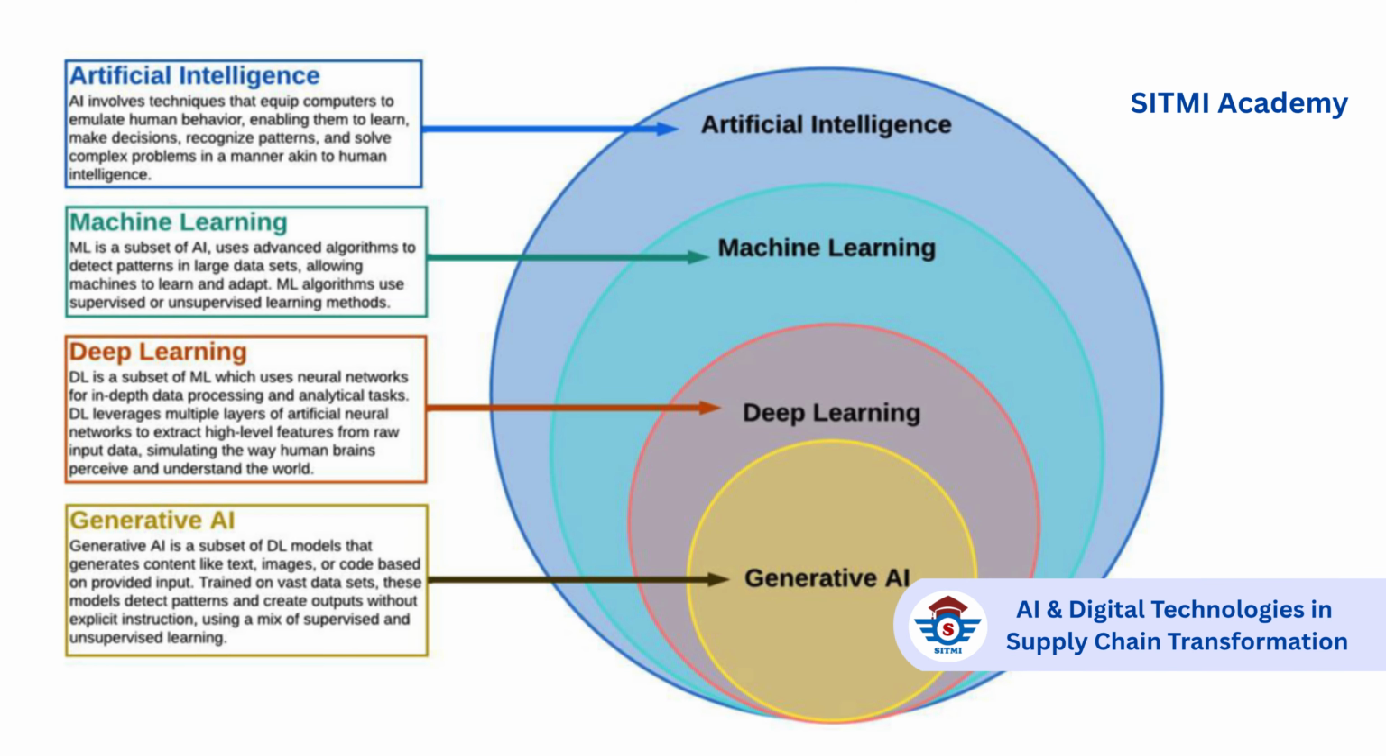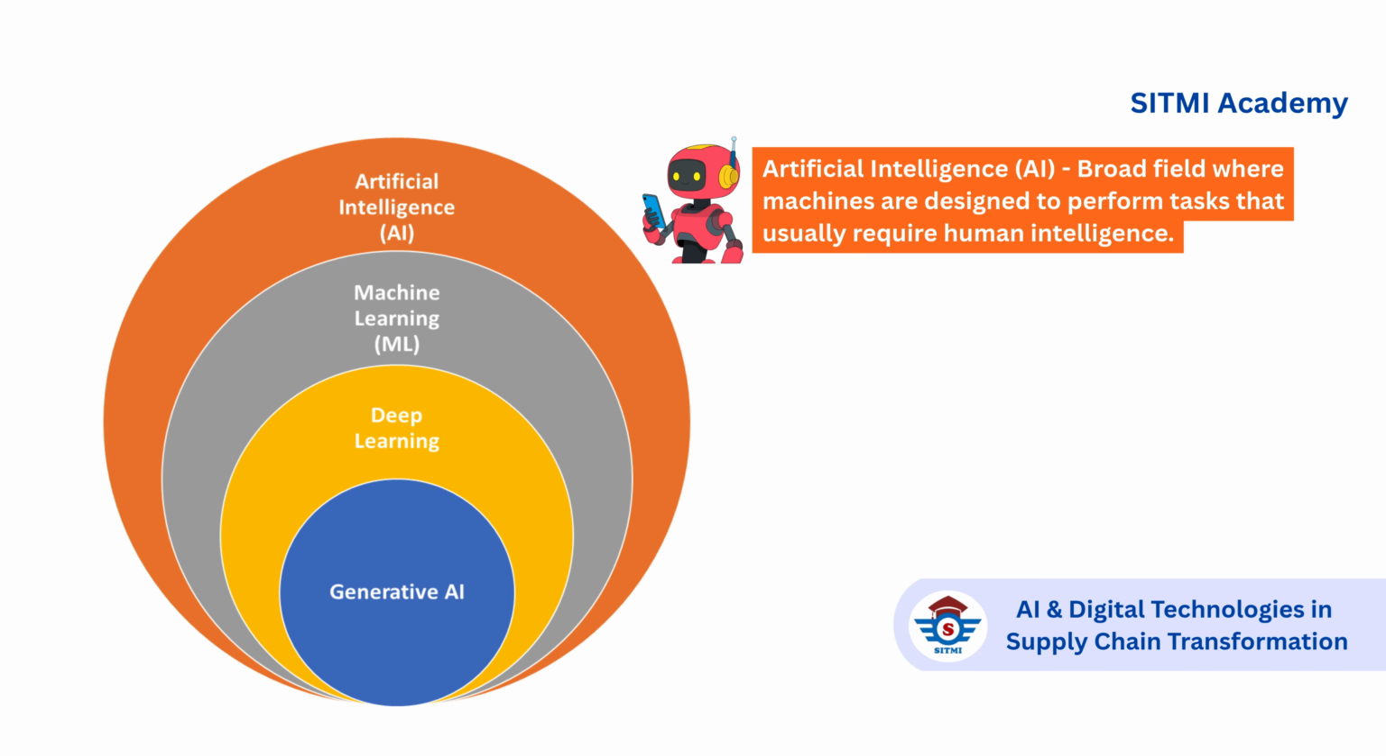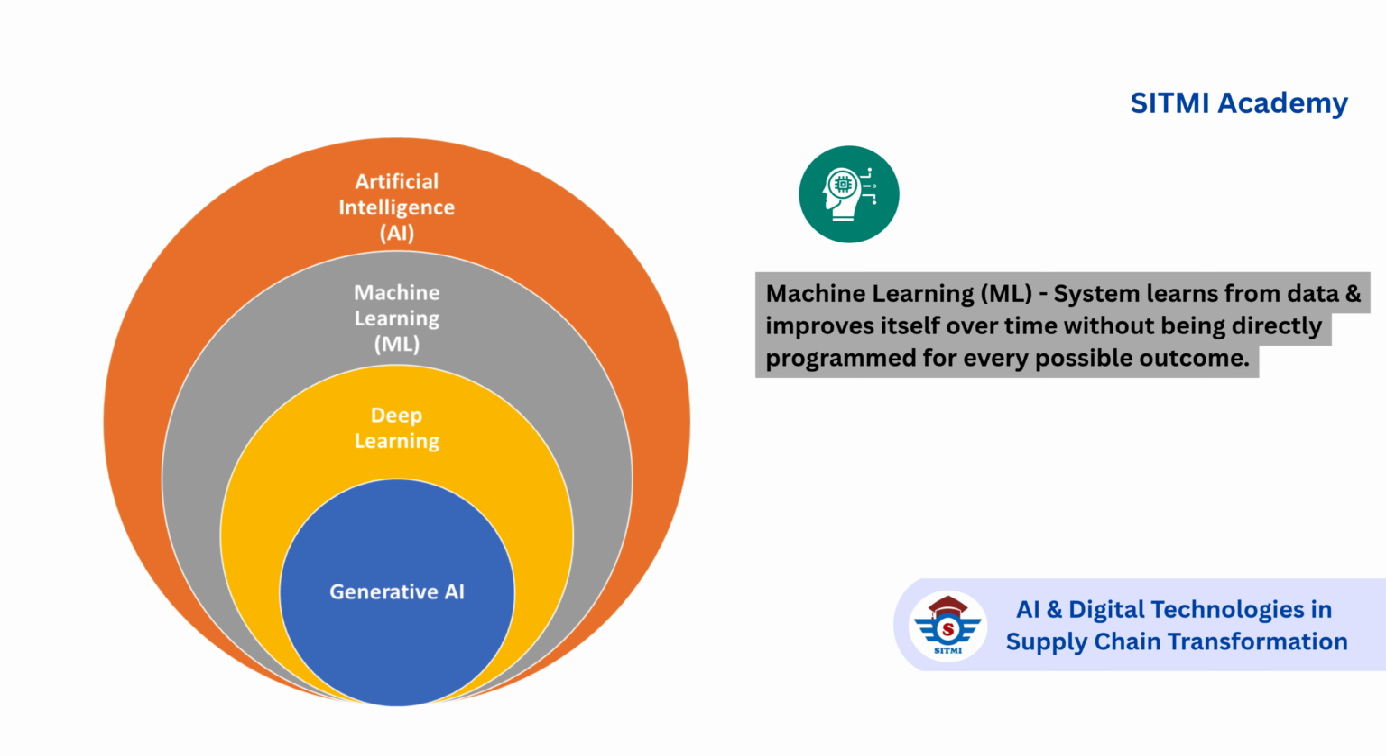Artificial intelligence, or AI, is the broad field where machines are designed to perform tasks that usually require human intelligence, like decision-making, understanding language, or solving problems. Within this, our first subset is machine learning, or ML. Machine learning means the system learns from data and improves itself over time without being directly programmed for every possible outcome. For example, in supply chains, ML can predict demand by studying years of sales data and seasonality trends.